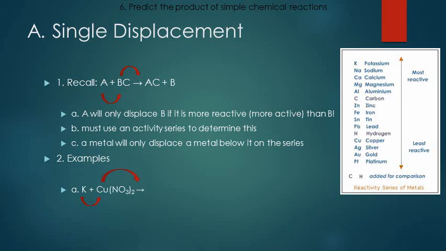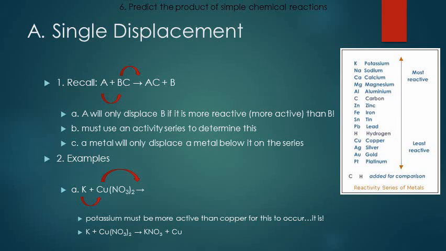Now this will only happen though if potassium is in fact more active than copper. So this is where we want to look at our activity chart or activity series. Notice potassium, being at the top here, is higher on the list than copper is. So potassium will in fact replace copper. And so that's exactly what will happen. So we would write the equation here: potassium reacting with copper(II) nitrate to give us potassium nitrate and copper. So that will in fact occur.